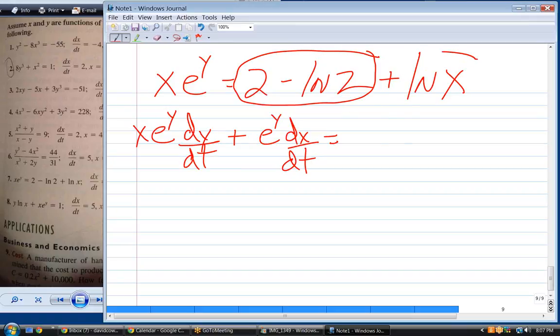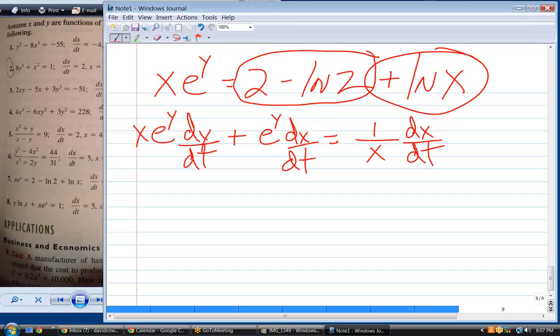Okay, but we do have to take the derivative of that. What's the derivative of log x? Is it 1 over x? Okay. Times dx dt. I still need to do that part. Yeah. Okay, this one.